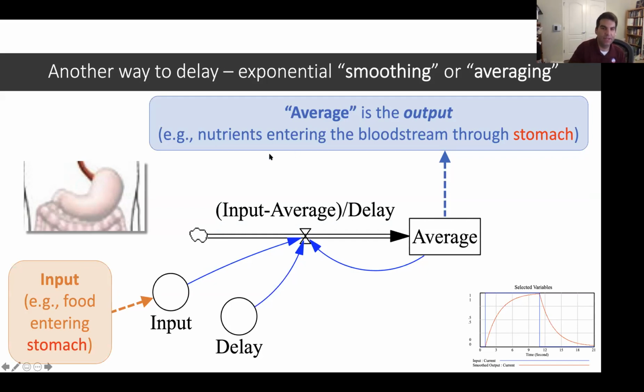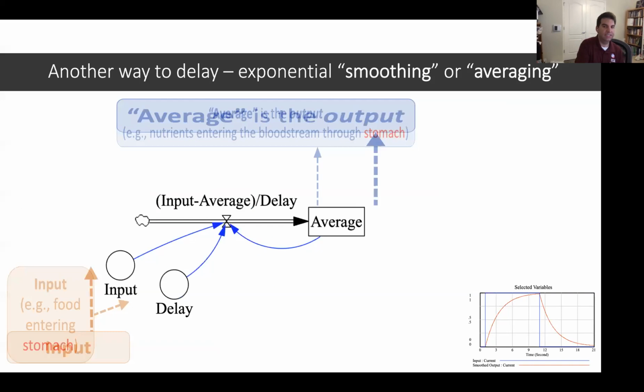So the average is the output, which is like the nutrients entering the bloodstream through the stomach. Even though you've dumped a bunch of food into your stomach, the actual nutrients in your bloodstream are much less than that. The difference between the food in your stomach and the actual nutrients in your bloodstream is a driver of this system, but they're getting sluggishly delayed by the process of digestion, which just takes some time. That's what we're modeling in this system. You could build this tiny little stock and flow system whenever you wanted to do one of these types of delays.